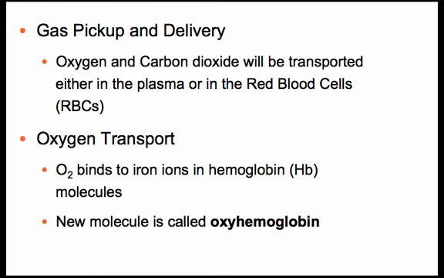As oxygen and carbon dioxide travel in the blood, they will be transported either in the plasma or in the red blood cells. In the red blood cells, most oxygen molecules will be transported by the hemoglobin molecules. Oxygen binds to the iron ions in the hemoglobin molecules. This new molecule is now called oxyhemoglobin.